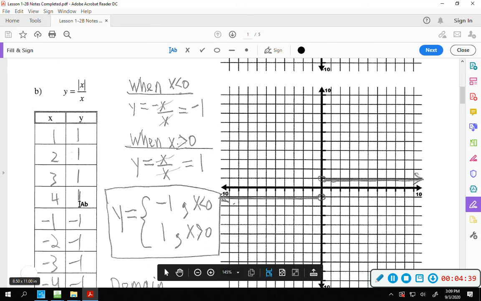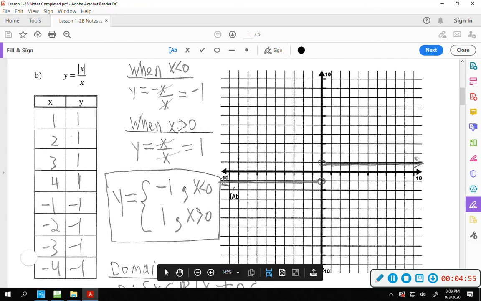If I plug -1 in, look, the absolute value of -1 is 1, divided by -1 is -1. Absolute value of -2 is 2, divided by -2 is -1. Absolute value of -3 is +3, divided by -3 is negative 1. These are all -1. So what's happening? This is a horizontal line at -1, and then it stops and jumps up to be a horizontal line at positive 1.